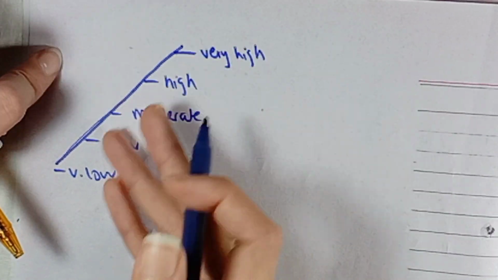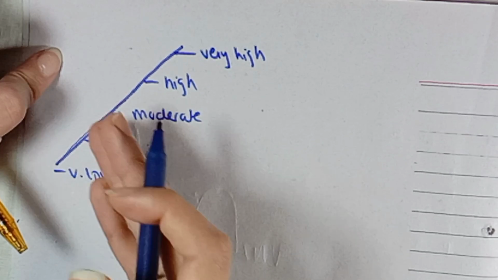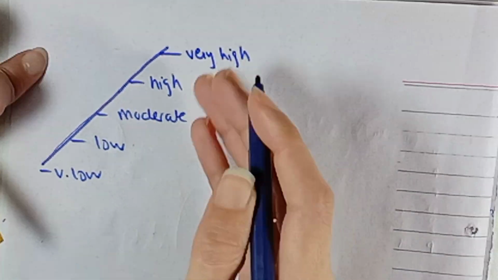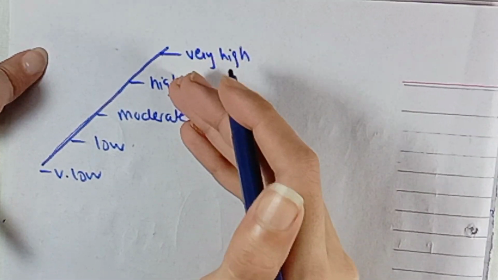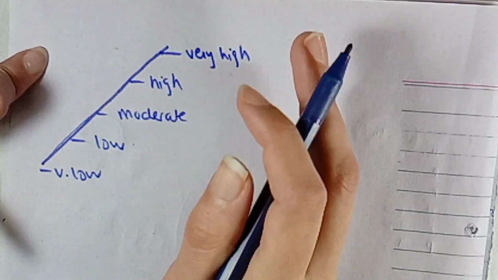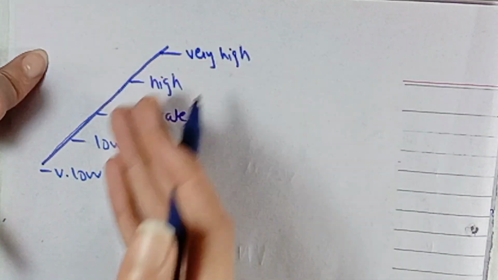Similarly, you can draw the Cline or the gradient for any other character, like grades: excellent, good, best, okay, poor, such types of grades. So this is the Cline.